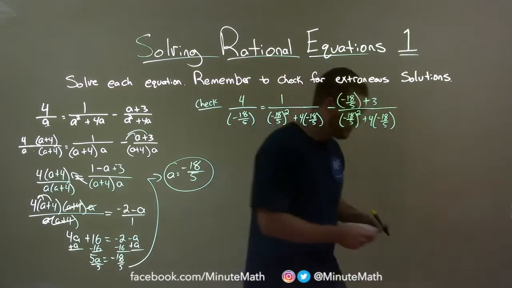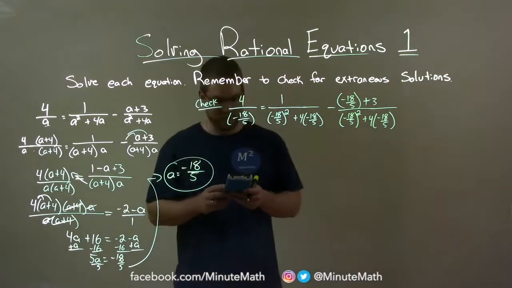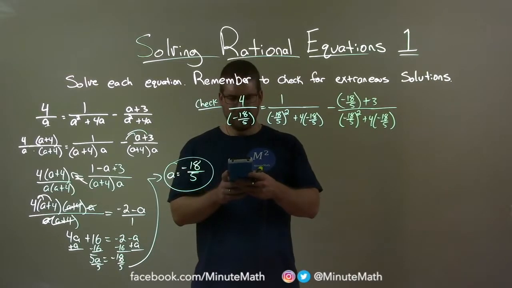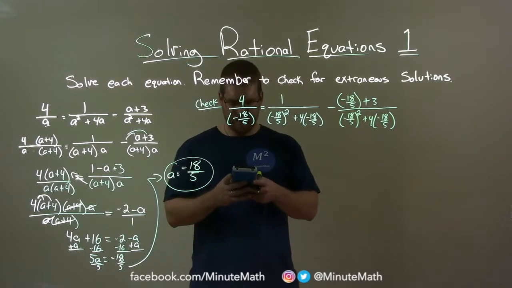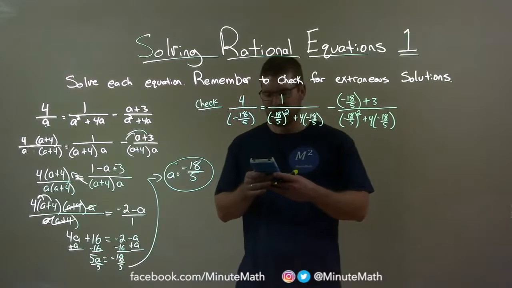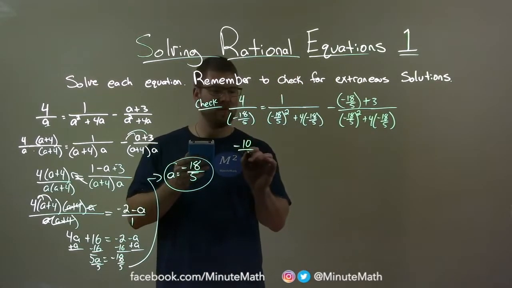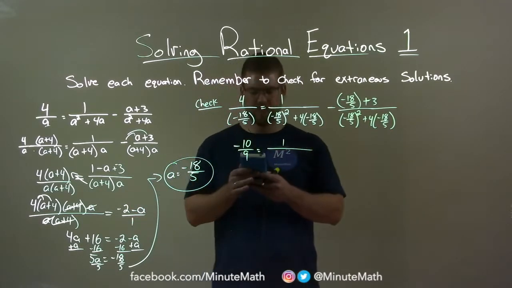Okay. Now I'm going to use my calculator to solve the rest of this here, because I'm not going to do all these fractions here. It would take forever. So negative 18 divided by 5, or actually let's do the first one. 4 divided by negative 18 divided by 5. And that gives us a fraction of negative 10 over 9. Let's keep going here. Let's focus on the denominator.